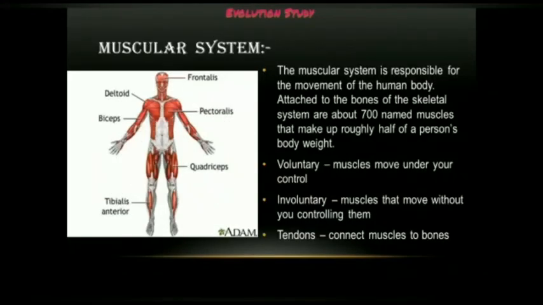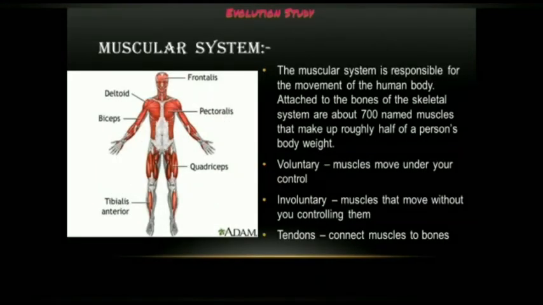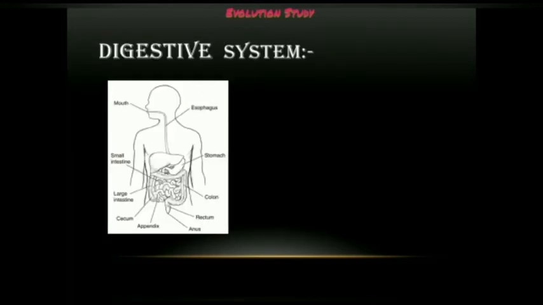Now let's talk about the muscular system. The muscular system is responsible for the movement of the body. Attached to the bones of the skeletal system are about 700 named muscles that make up roughly half of a person's body weight. Voluntary muscles move under your control. Involuntary muscles move without you controlling them. Tendons connect muscles to the bones.